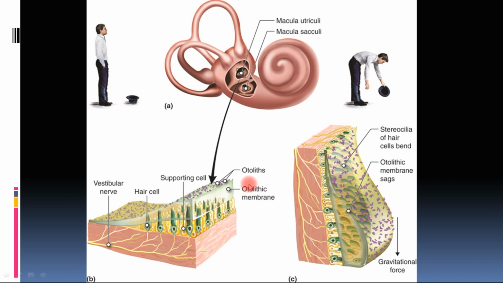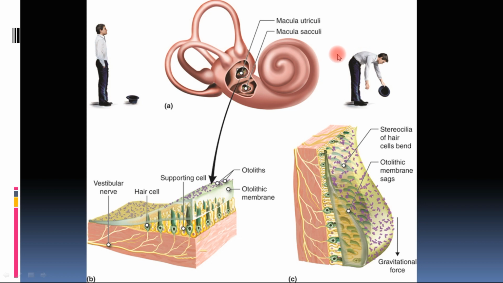Now, as you can see, this is what happens in the macula of the utricle. When the person is in the standing posture, it is horizontal, and the hair cells are embedded, and the otolith, the calcium carbonate crystals which we discussed, is present on top of the gelatinous layer, which is also called the otolith membrane, and the hair cells are projecting here. The important aspect of the otolith is that its specific gravity is about 3 times greater than the specific gravity of the surrounding otolith membrane.